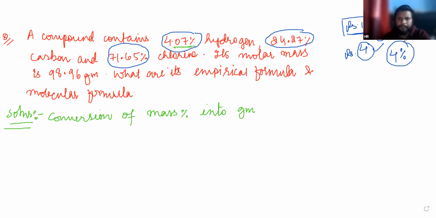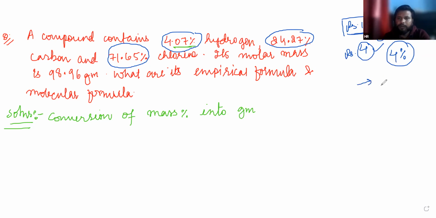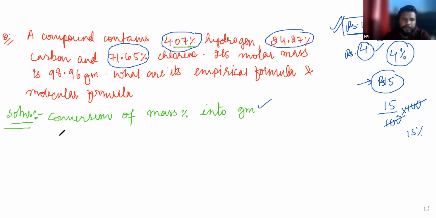Got it, Akash? Yes, sir. Just see, if you have a contribution of 15 rupees in this 100 rupees, what's your contribution in percentage? 15 by 100 into 100, what is the percentage? 15%. Okay, so we just need to convert it into grams. Hydrogen is 4.07%. That means it will be 4.07 gram.